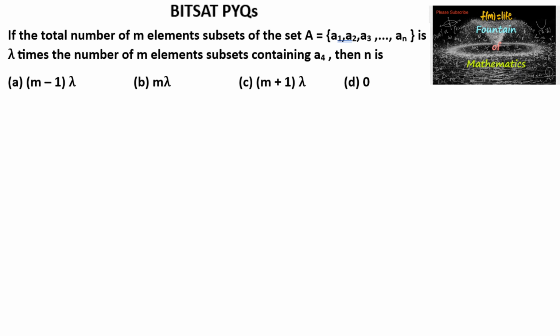If the total number of m elements subsets of the set A, which is equal to A1, A2, A3, A4, and so on An, is lambda times the number of m elements subsets containing A4, then n is, so here the number of elements in the set A is equal to n. So we want m elements subsets, so we need to select m elements out of n.